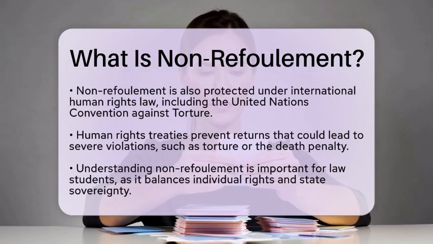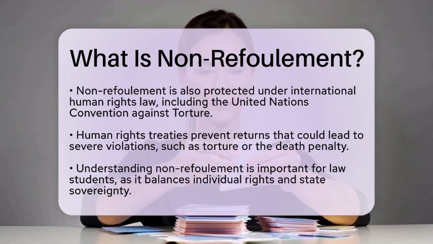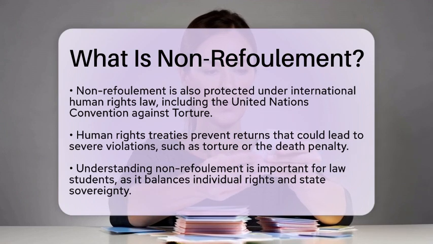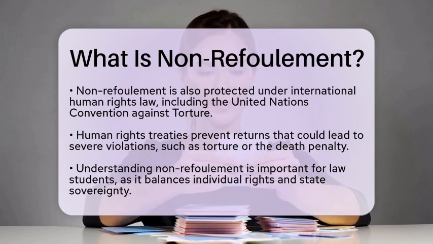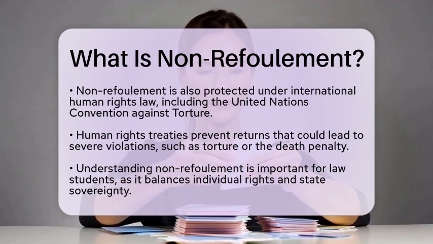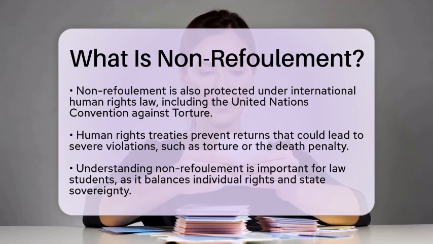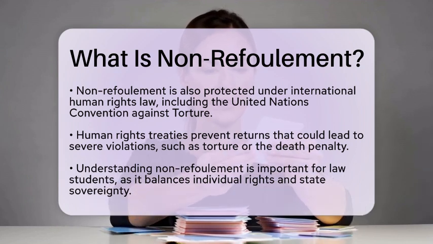Beyond refugee law, non-refoulement is also protected under international human rights law. For example, the United Nations Convention Against Torture prohibits returning individuals to countries where they could be tortured or face cruel treatment. Human rights treaties also prevent returns that could lead to severe violations, such as the death penalty.